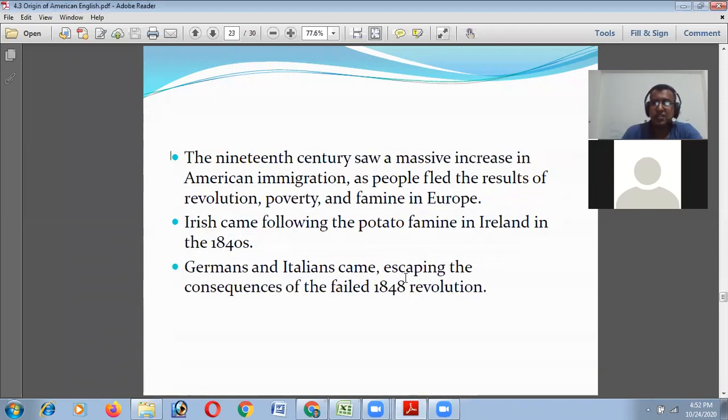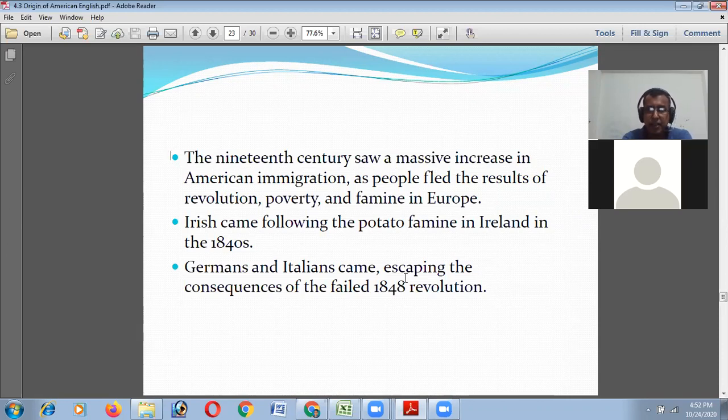The 19th century saw a massive increase in American immigration as people fled the result of revolution, poverty, and famine in Europe. So in the 19th century, we see economic recession in Europe, and also revolutions in many European countries, and also poverty, so people left Europe and went to America. So immigration in America became more and more in the 19th century.